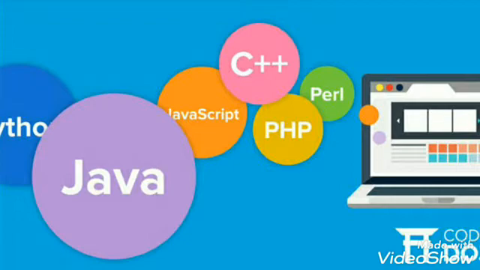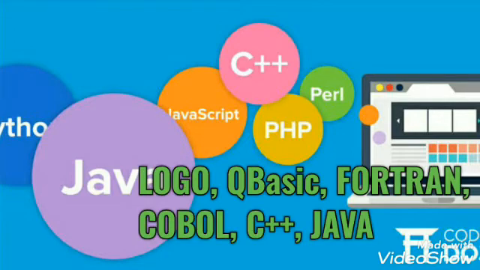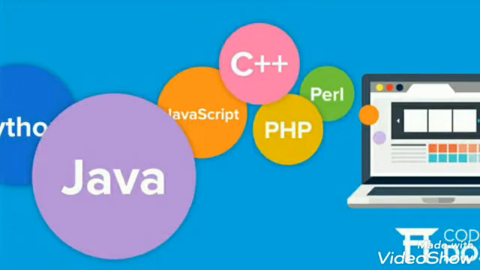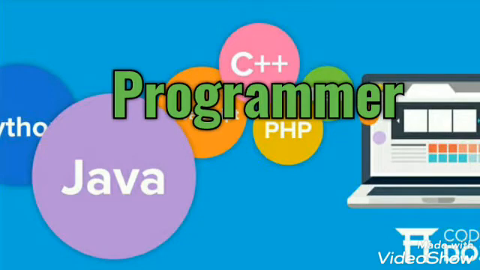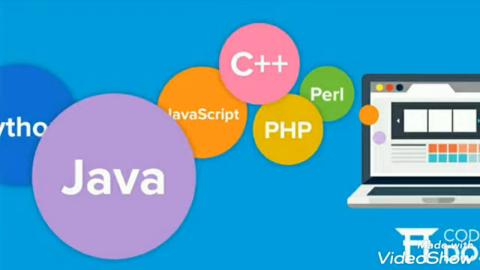Logo, QBasic, Fortran, COBOL, C++, Java, etc. are some of the programming languages. The person that writes a program for a computer is called a programmer. In this chapter, we will learn about one of the computer programming languages, that is Logo.